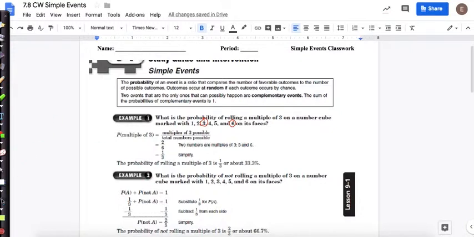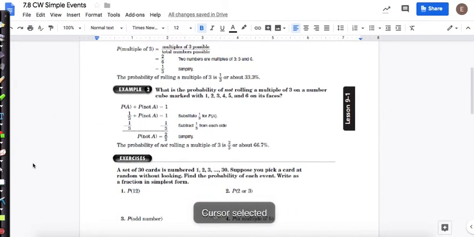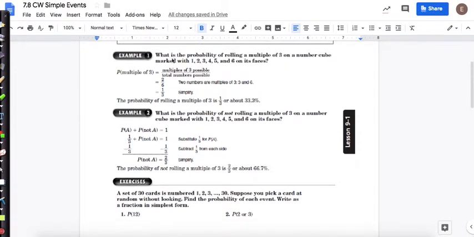Let's look at example 2. I'm going to show you something a little different based on the previous example. In the previous example, we know that there are 2 multiples of 3. This question asks, what is the probability of not rolling a multiple of 3 on a number cube marked 1 through 6? We know that 2 are multiples, and there are 6 possible choices, so we can do 6 minus 2, and 6 minus 2 is 4.